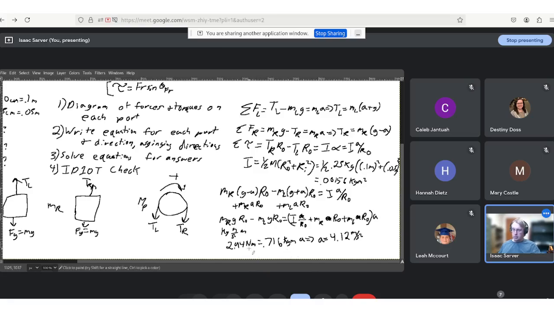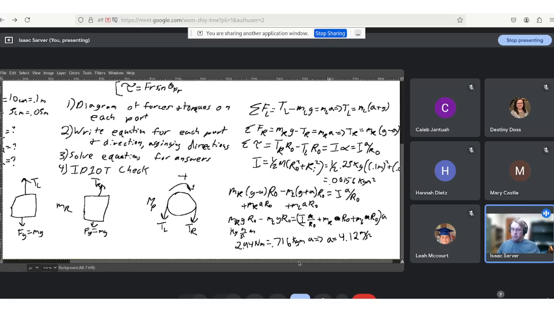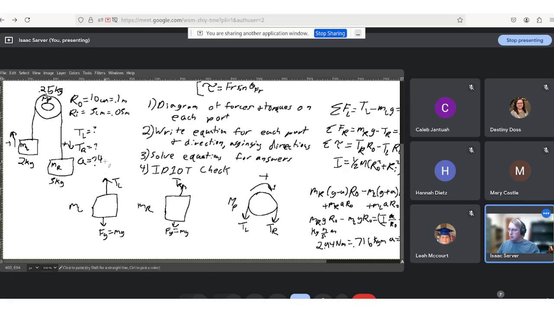So how did that happen? When I divide by the kilogram meters to the other side, that meter cancels with that meter there, and then the Newton divided by a kilogram gets me back the meter per second squared. So we have an acceleration of 4.12. Let's get rid of that question mark, because we know what the answer is: 4.12 meters per second squared.